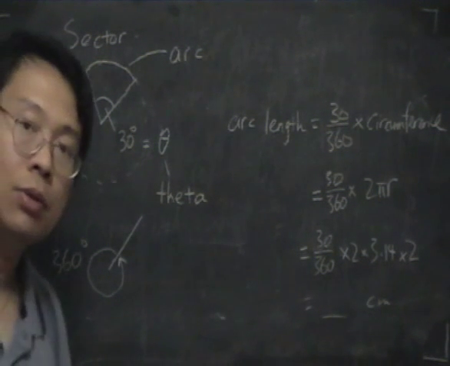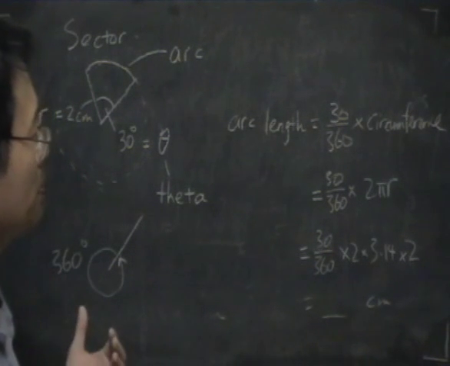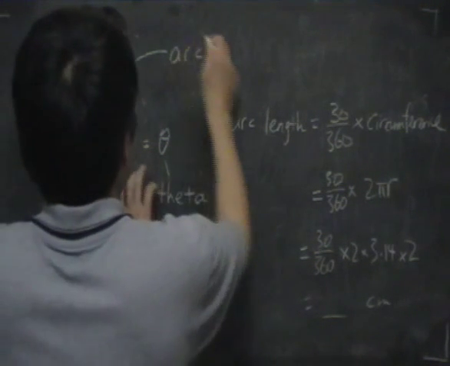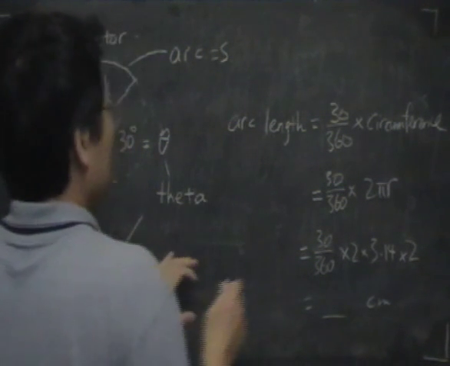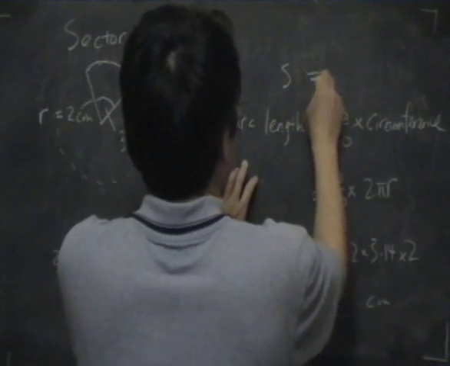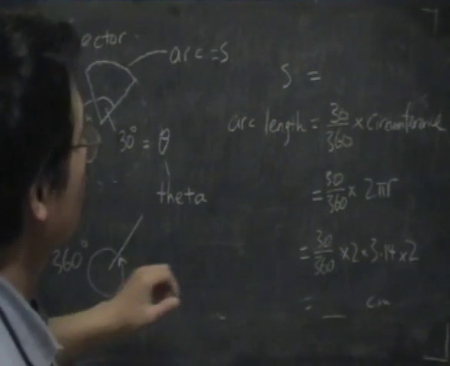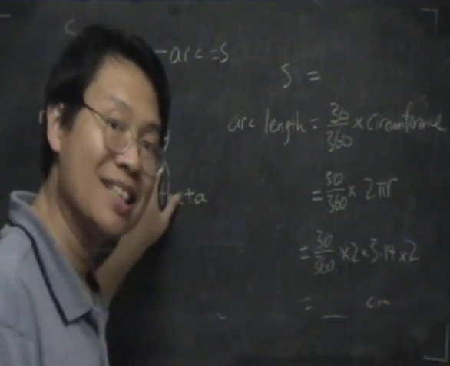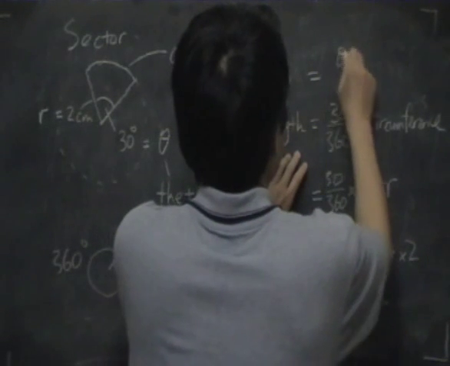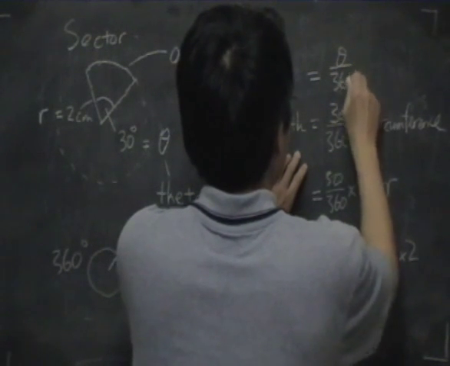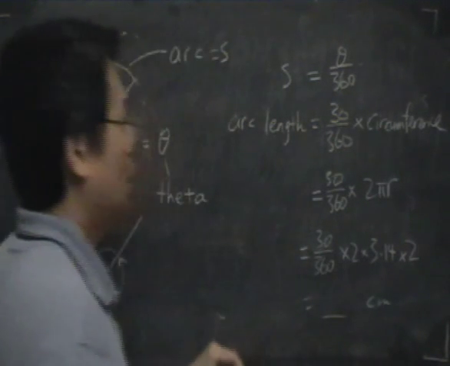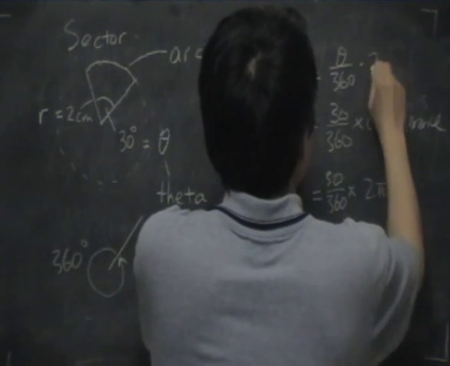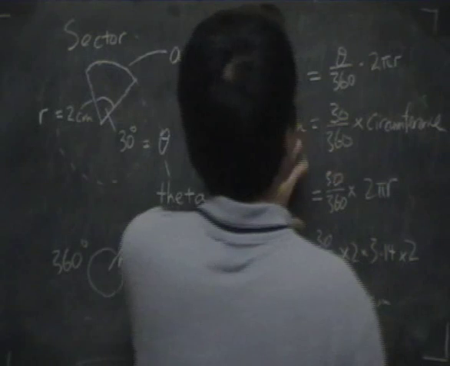So again, we can write down a formula for this. So let me represent the length of this arc by symbol S. So S is equal to, now 30 degrees over 360, so 30 is the angle theta. So theta over 360 times 2 pi r.